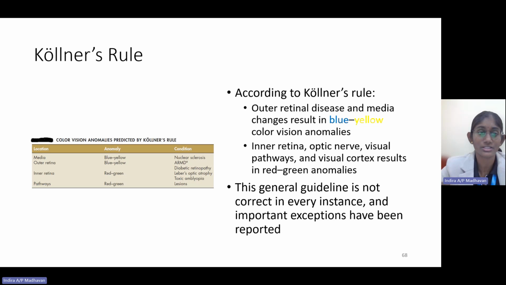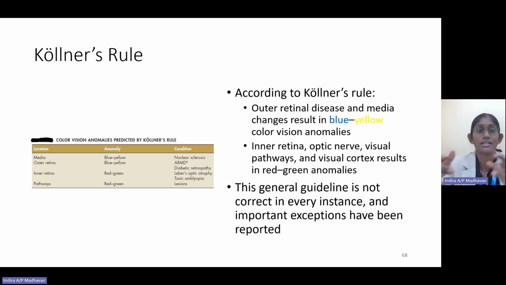While patients who have ARMD or diabetic retinopathy, whoever has a problem related to the outer retina, also have a blue-yellow defect. But when he performed color vision tests on patients who have Leber's optic atrophy and toxic amblyopia, where the damage is to the layers in the inner retina, it was found that they have a red-green defect. The same applies for someone who has lesions in the pathway, who is also prone to have a red-green defect.